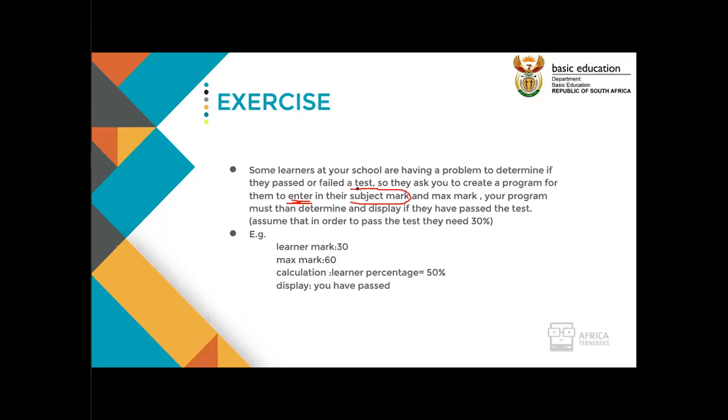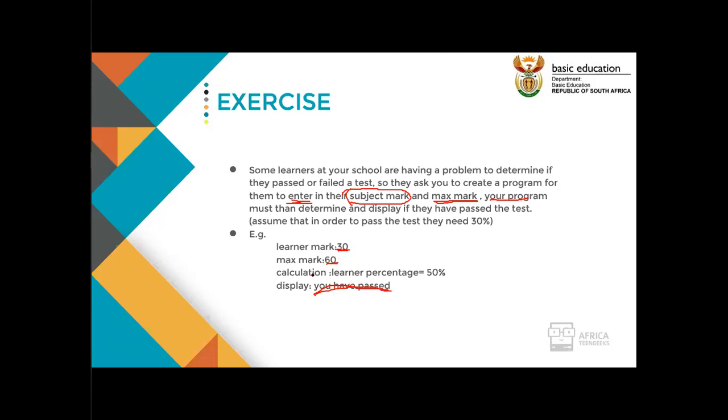So the subject mark is what that learner got. Then they also have to enter in the maximum mark. Maximum mark means what is the test out of? So they got 30 out of 60 for the example here. Then finally, your program must determine and display if they have passed or failed. So your program must determine if the person has passed.